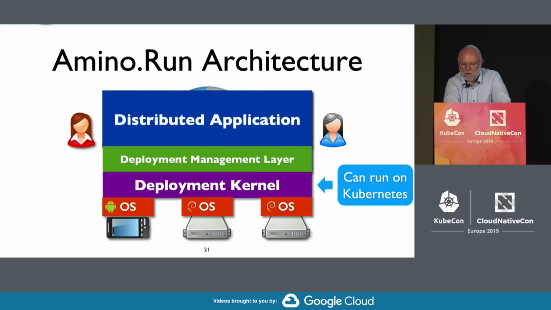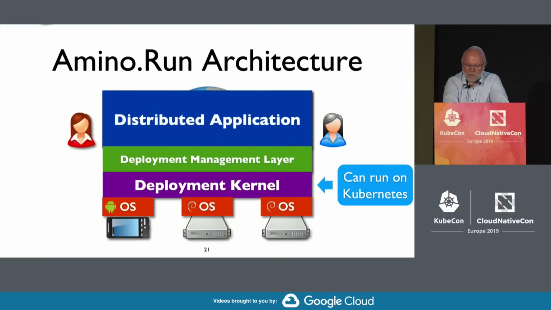We'll give you an overview of the architecture and then describe all of these layers in a little bit more detail. At the top, we've got the application itself, which runs in a uniform environment that spans across mobile devices, cloud servers, and edge devices. And at the bottom, there's a deployment kernel that runs everywhere. It provides a uniform environment for applications with basic deployment services.